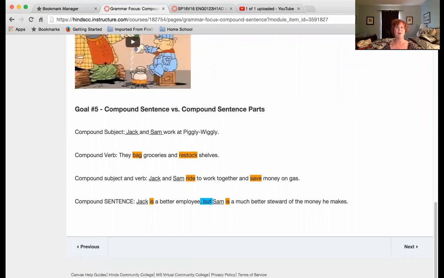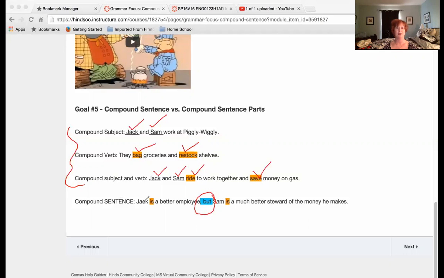So let's talk about compound sentences versus compound parts. You can have a compound subject: Jack and Sam work at Piggly Wiggly. You can have a compound verb: they bag groceries and restock shelves. You have two verbs there. You can have a compound subject and verb: Jack and Sam ride to work together and save money on gas. But having those things does not make a compound sentence. A compound sentence comes from having the appropriate comma and conjunction between two complete sentences.